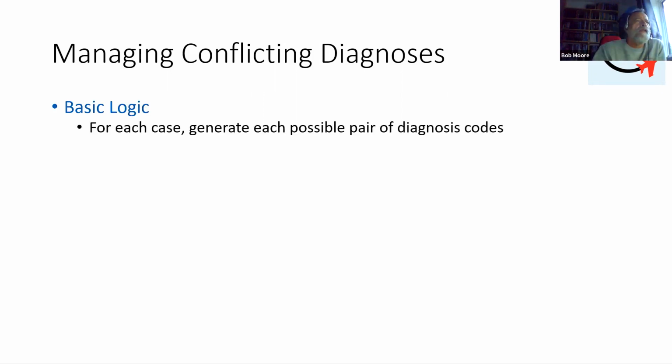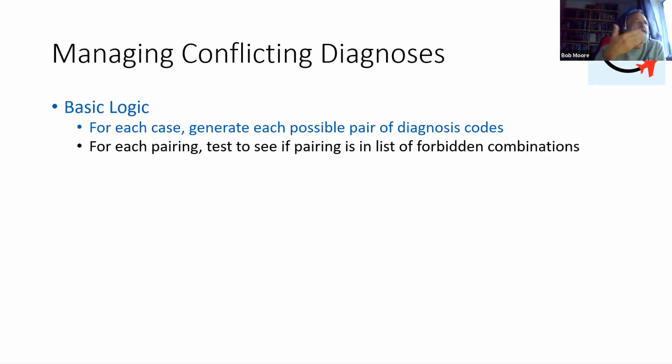We can see that what we need to do is generate each possible pair of diagnosis codes from the case. And then we just need to see for each of those pairings if that pairing is among our list of forbidden combinations, and just report any forbidden combinations. And if there are some, there's a problem with the claim, and we can tell people what the problem is.